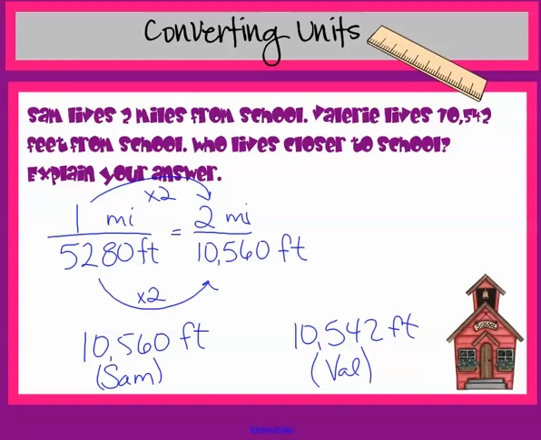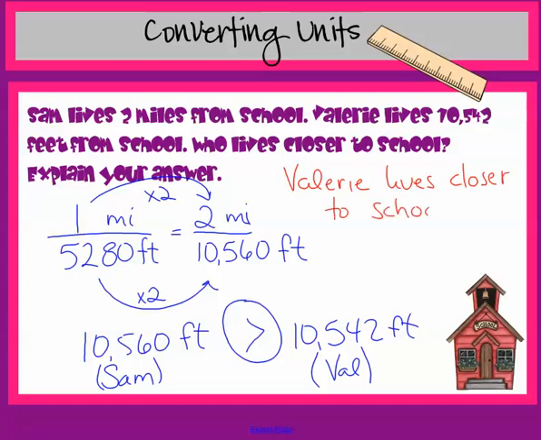And we know that 10,560 is greater than 10,542. So the question, remember, was who lives closer to school? And in this case, we would say Valerie lives closer to school. So make sure you go back and read the question that you're being asked to answer before you move on. Showing your work is necessary, but make sure you answer the question.